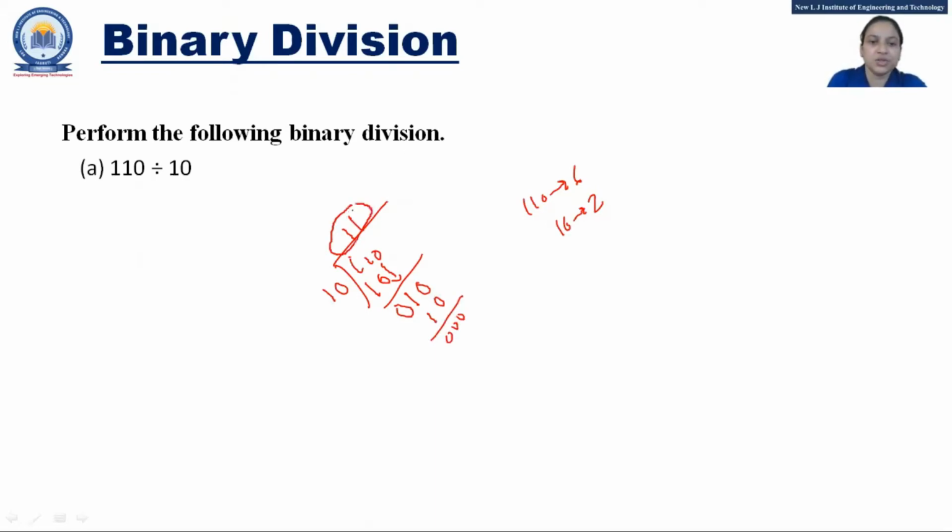Now what is the quotient value? Here the quotient value is 1 1, that is 3. So 6 divided by 2, we get the value 3. So this is how we have to perform binary division.